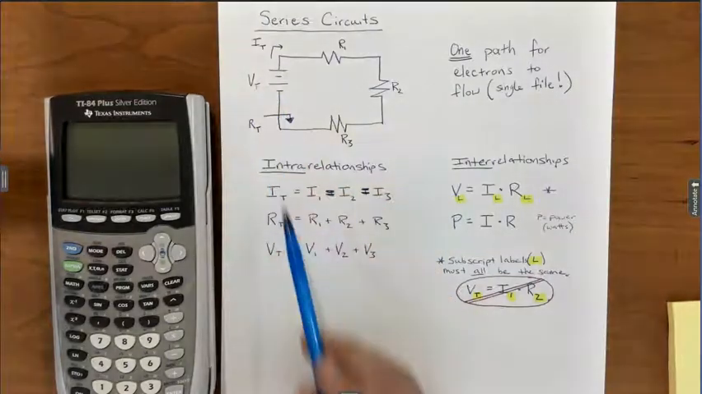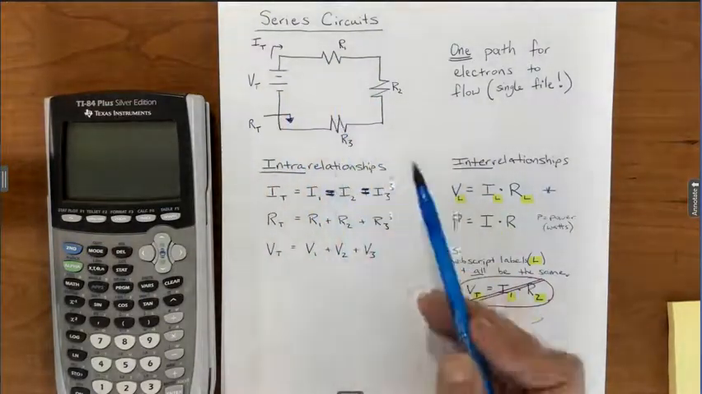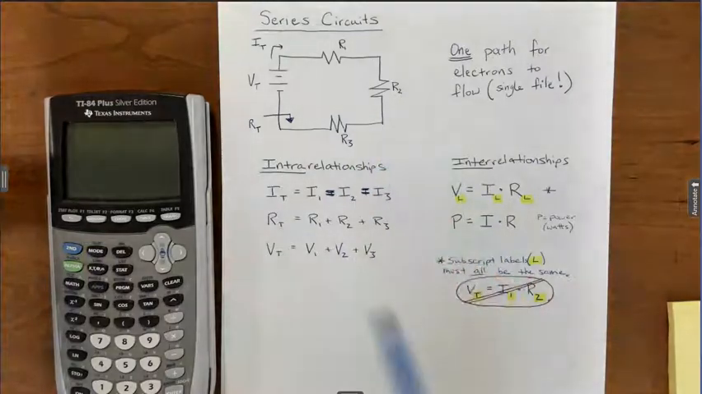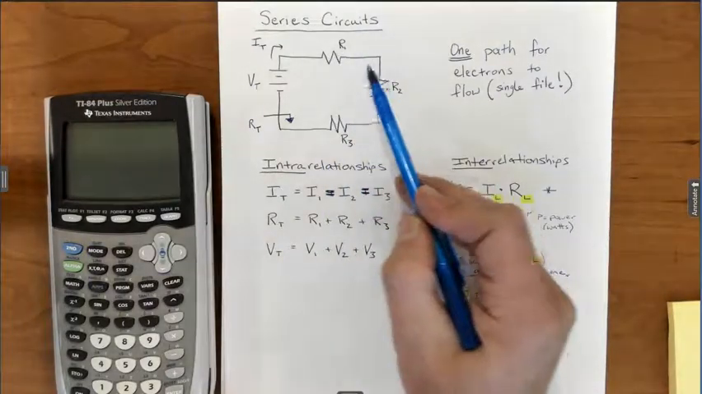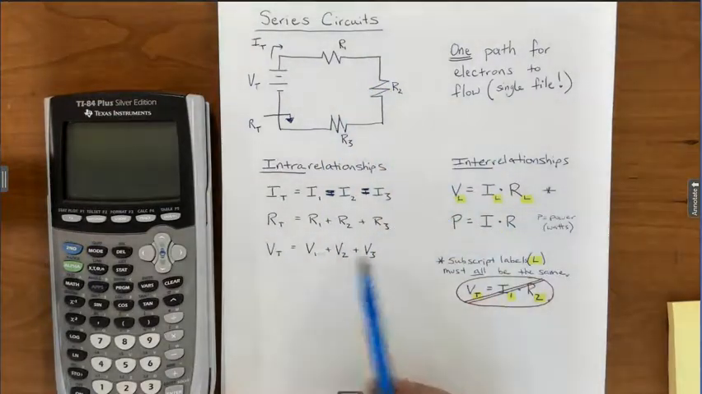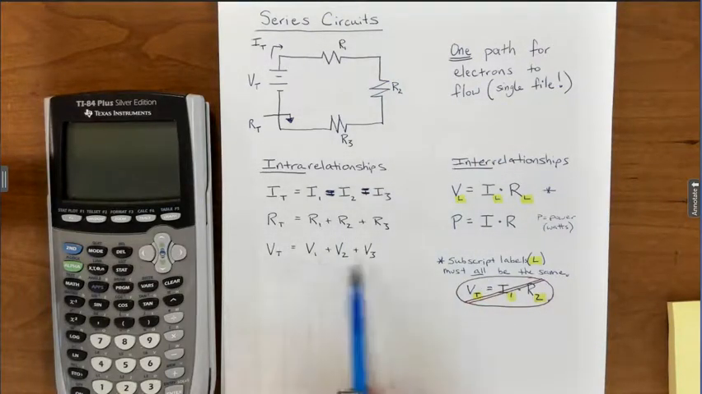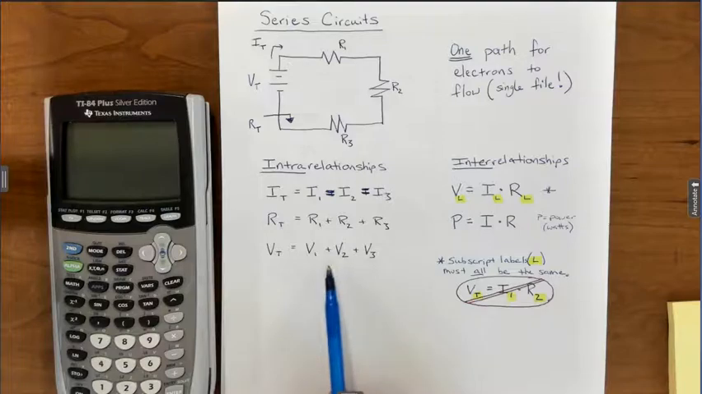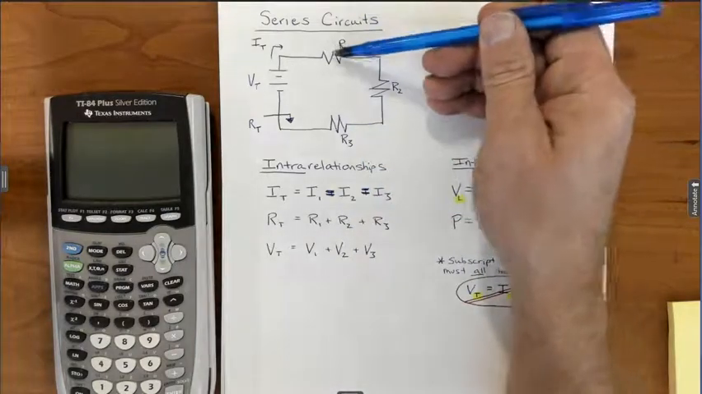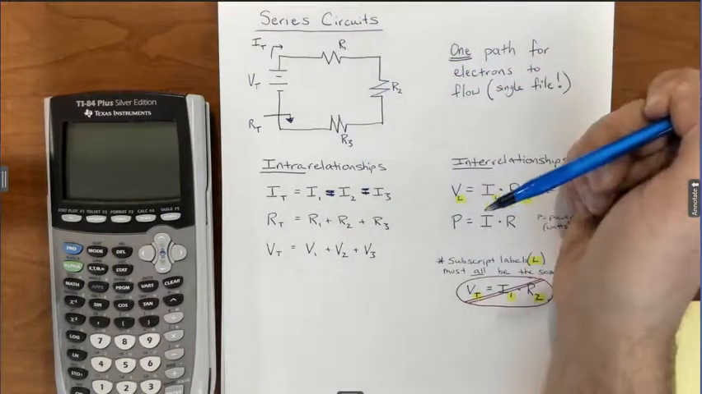If I had the same battery, same power source, but pulled one out, then these two are going to have to pick up the difference in pressure. They're going to have different voltage drops. So just keep in mind that it's not just based on the size of the resistor, it's based on the size of the resistor and how many resistors there are.